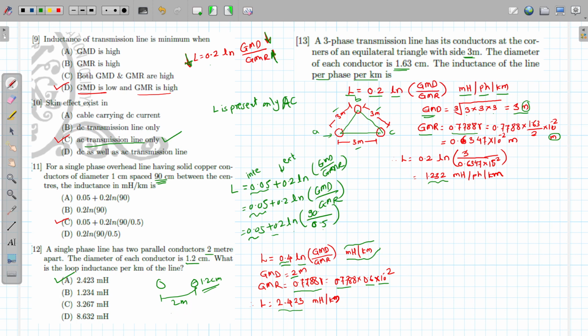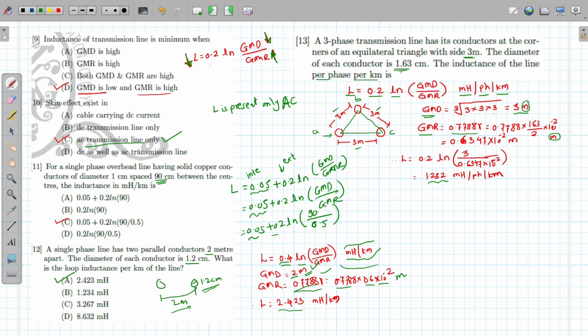What is the value of GMD? GMD means distance between the two conductors. It is 2 meter. What is the GMR? GMR is 0.7788 into R. So what is the value of R? R is 1.2 divided by 2, that is 0.6 centimeter. In meters it is 0.6 into 10 raised to minus 2, because this is in meters, so this should also be in meters. If you substitute these two values in this formula, you will get the value of the inductance as 2.423 millihenry per kilometer.